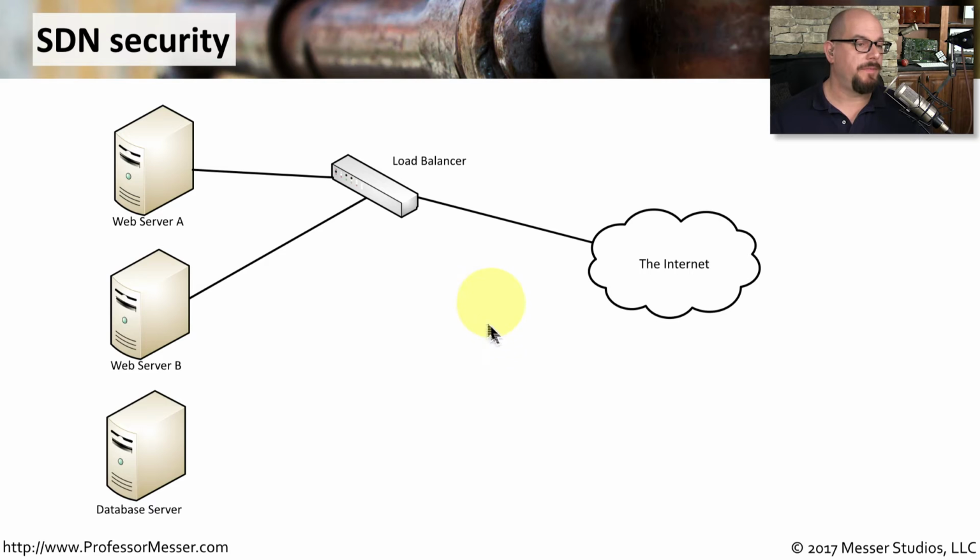Here's a simple configuration of something you might find in an SDN network where you have a series of web servers, a database server, a load balancer, and then an internet connection. Well, you have a need to provide security for all of these, and you want to be able to separate out the communication from the internet to the web servers and have a separate set of communication between the web servers and the database server.